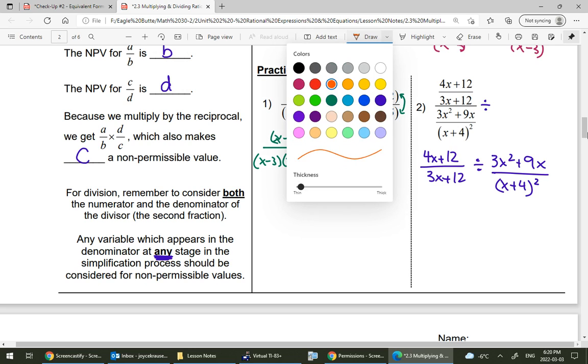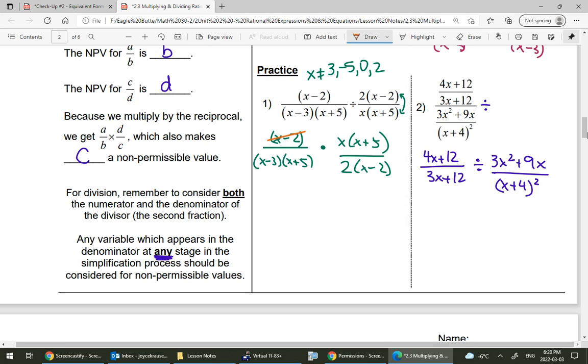And then we get out those lightsabers. On the top, we're left with x. On the bottom, 2 times (x minus 3). And our restrictions, x cannot be 3, -5, 0, and 2.